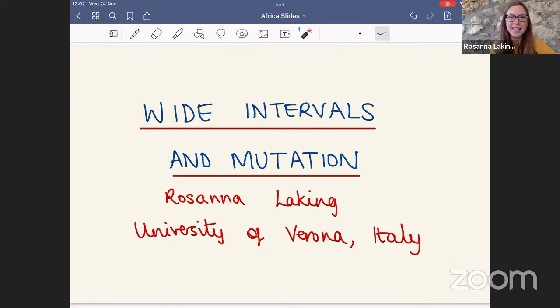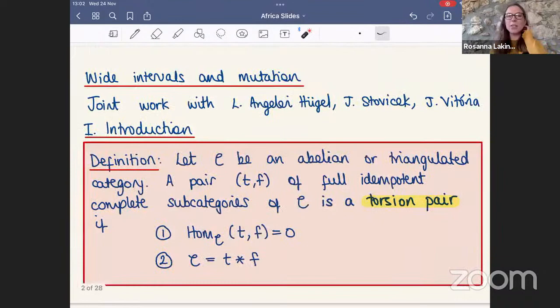In this seminar, I'm going to talk about torsion pairs. The work that I'll talk about today is joint work that will appear on the arXiv, I hope, by the end of next month.